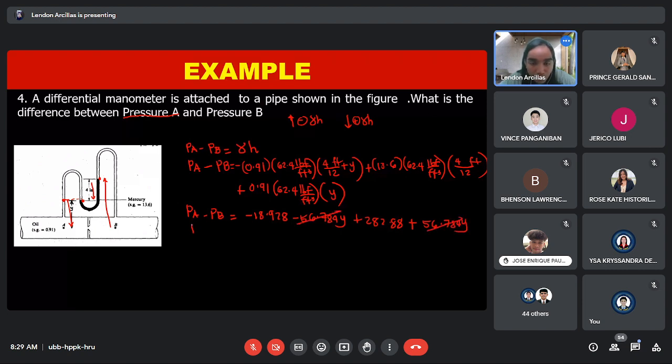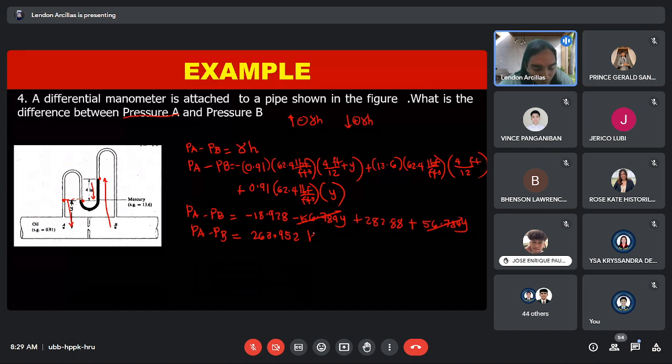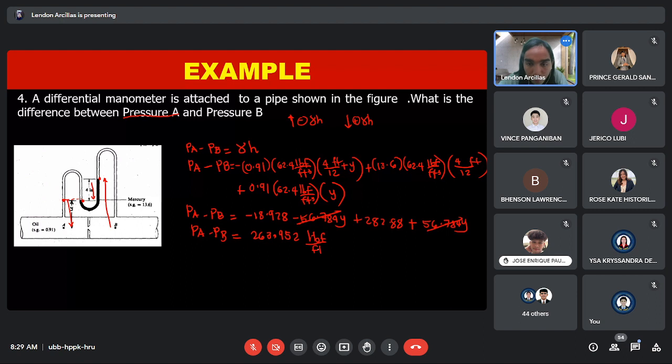So, PA minus PB is equal to 282.88 minus 18.928, which is 263.952. This is pound force per square foot. Hindi naman sinabi na PSI. Pag tinanong lang na PSI, convert mo siya to PSI.